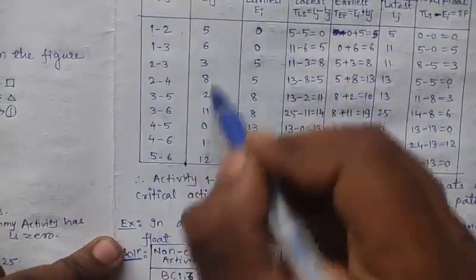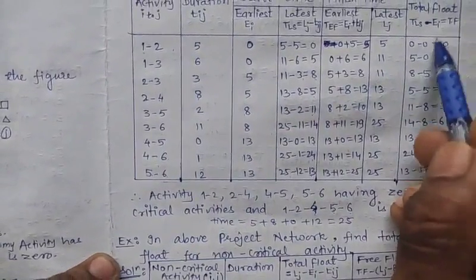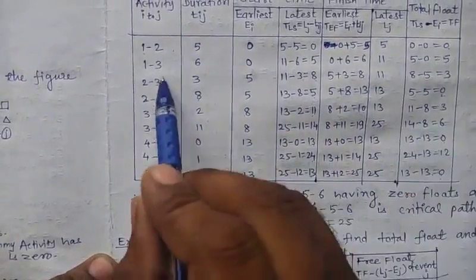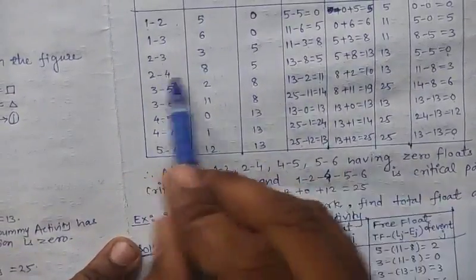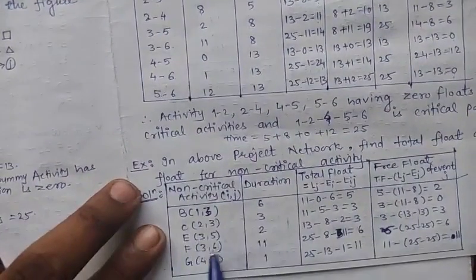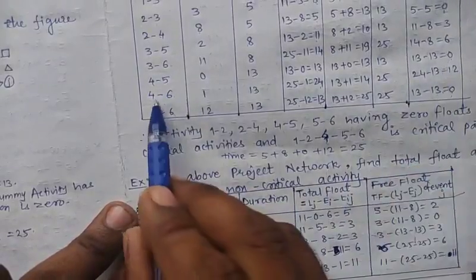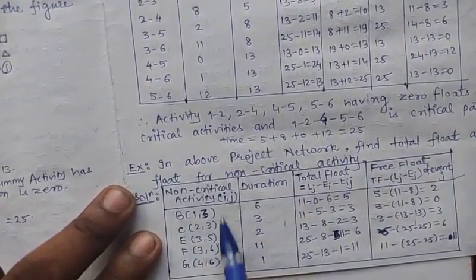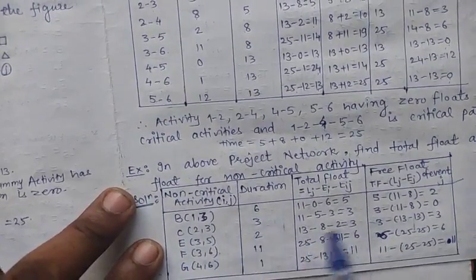Here we avoid the activities whose total float is 0. So the remaining activities are 1-3, 2-3. Next, 2-4 has value 0. Next are 3-5, 3-6, and last, 4-5 has total float 0. Next is 4-6. So these are only five activities that are non-critical.